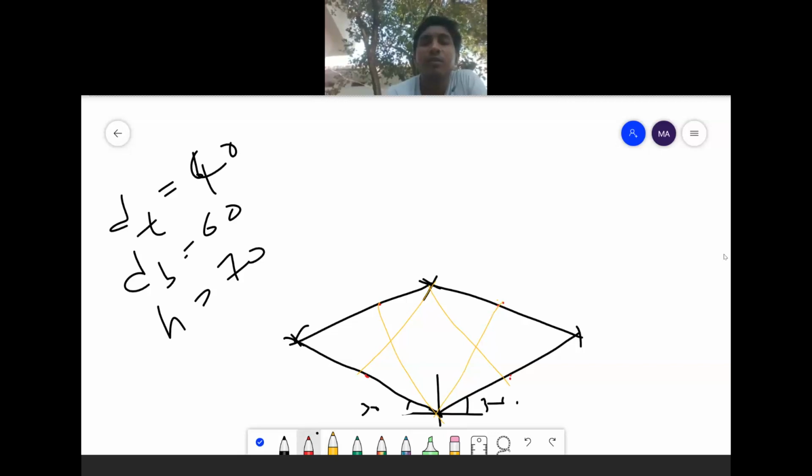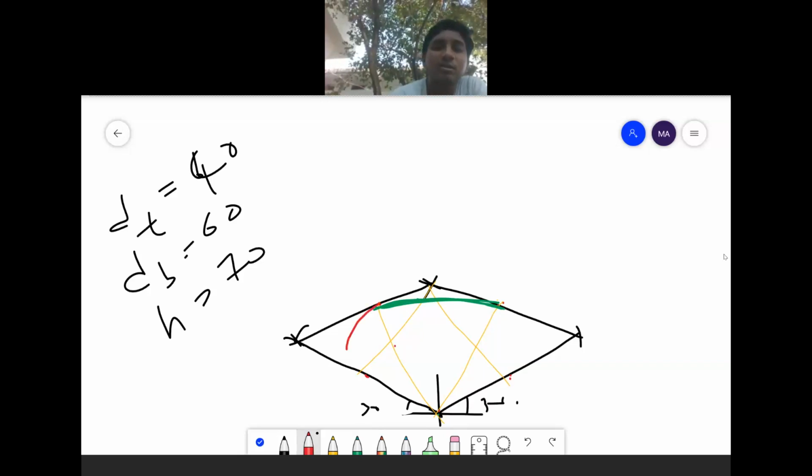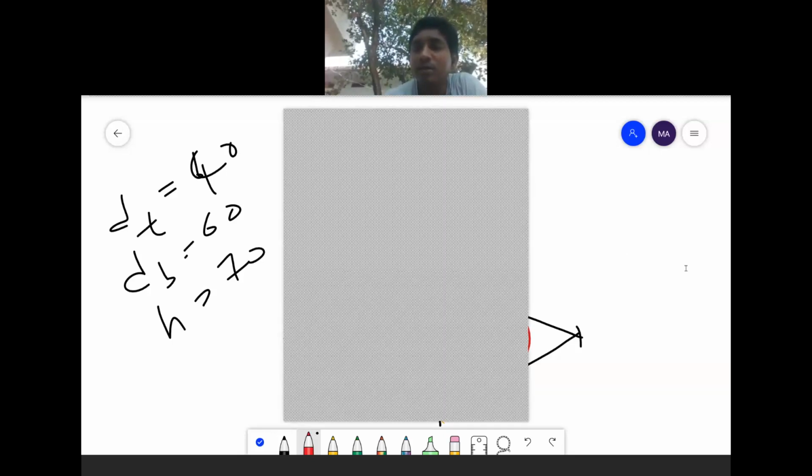Then I am taking this as a center. I will draw this as a light line. I am taking this as a center, this as a radius, and drawing one arc. I am indicating the hidden line with a green pen. This as a center, this as a radius, drawing one arc, and again this as a center, this as a radius, drawing one arc.